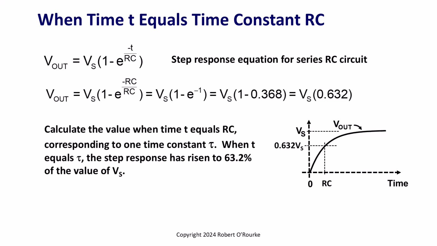And finally, the RC time constant. At time equals RC, the output voltage has increased exponentially to 0.632 times the input voltage value V sub S.